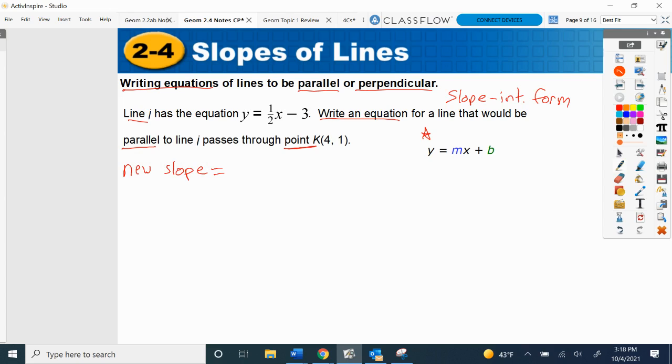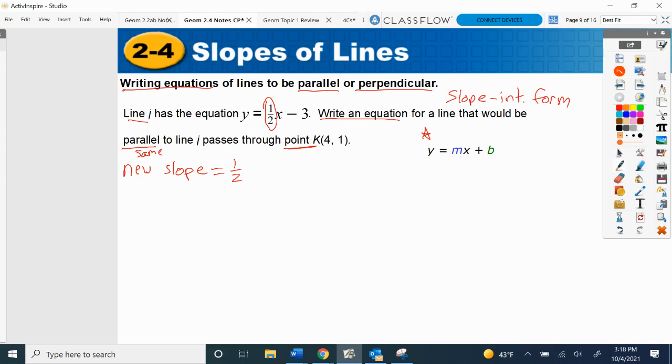All right, so here's our old slope. We have a slope of 1/2 for line J. So we want to create a line that's parallel to line J. If it's going to be parallel, that means they're going to have the same slope. So if I already have a slope of 1/2 for J, my new line is also going to have a slope of 1/2.